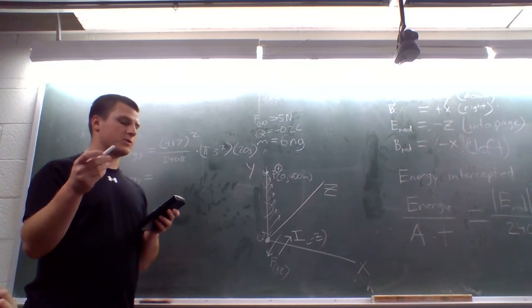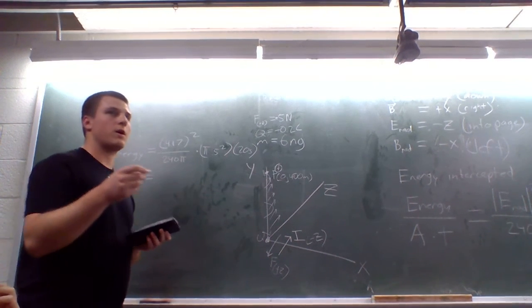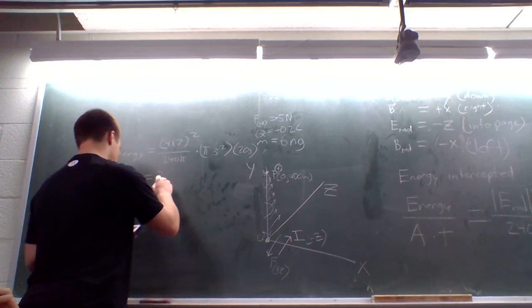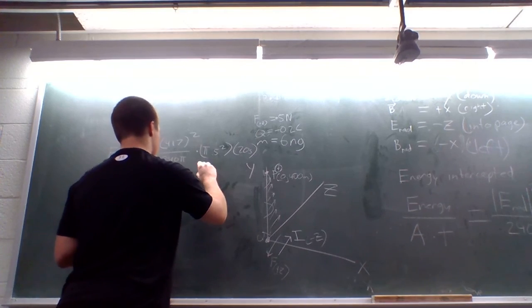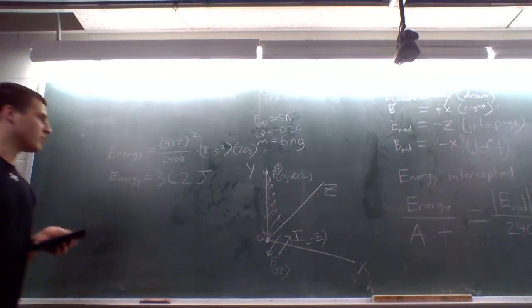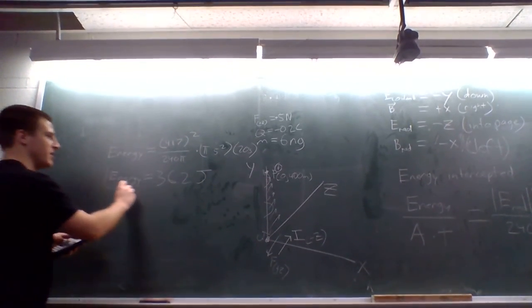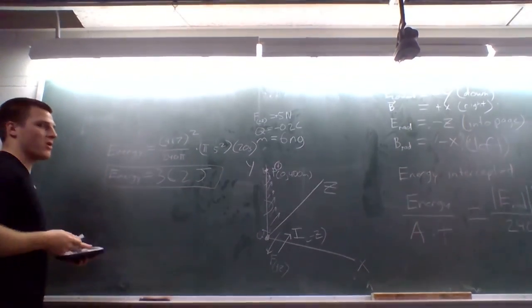I got 36.2 ish. Okay, so we're going to go with that one. So 36.2, and energy is in joules. So 36.2 joules is the answer to this wonderfully long math problem.